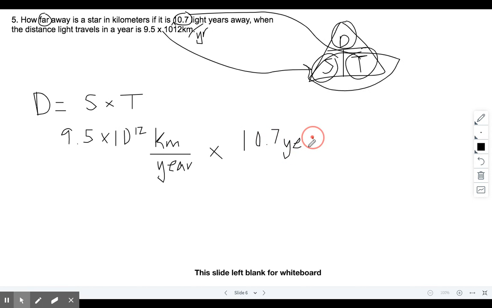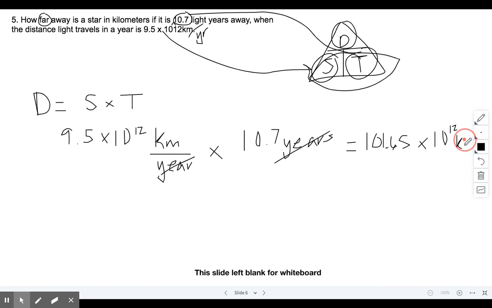Now all you have to do is multiply these two to come up with your answer. You can cross out your years, because your answer is going to be in kilometers, because we want to know how far in kilometers. So 9.5 times 10.7 gives us 101.65. That one came out ugly, I don't like it. And then the 10 to the 12 doesn't have anything to multiply, so it stays the same, times 10 to the 12. I'm going to put my kilometers on here because that's my distance.